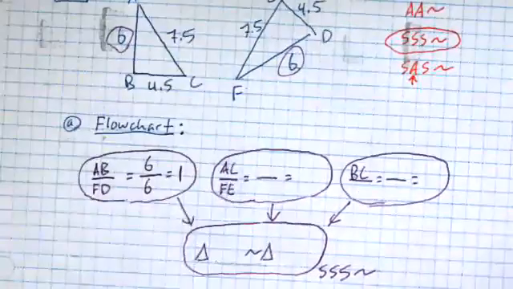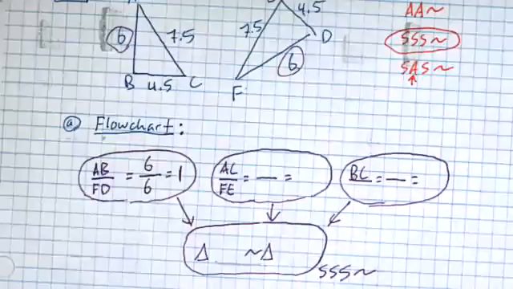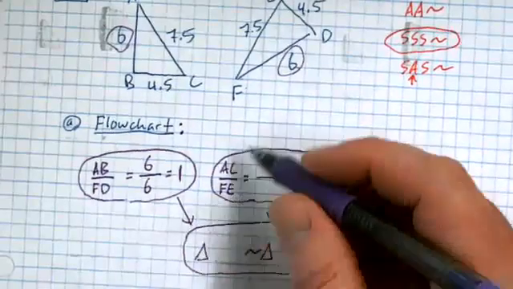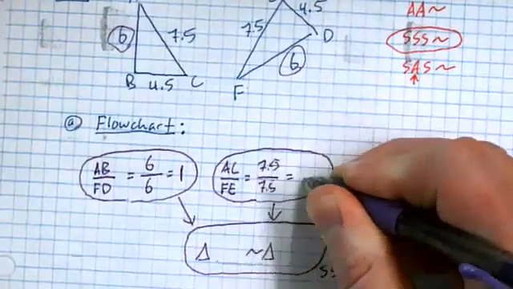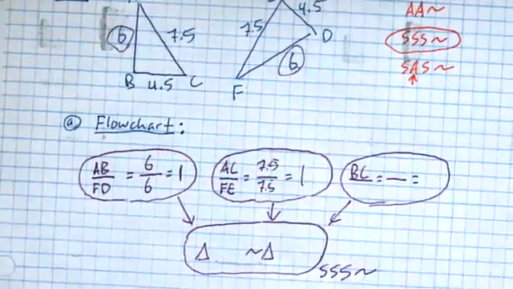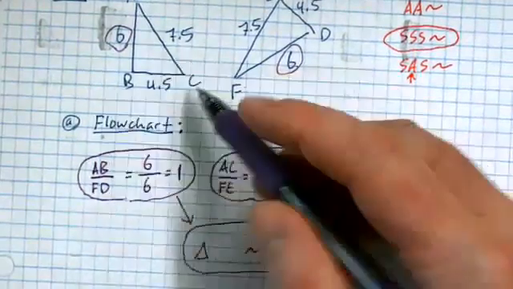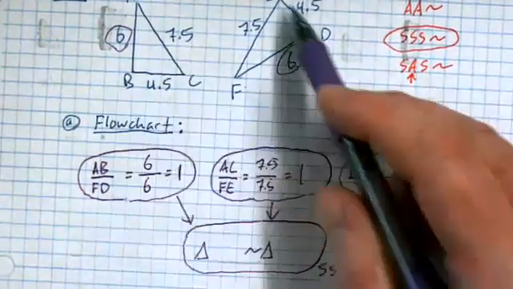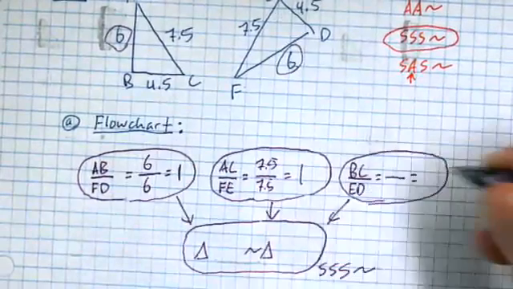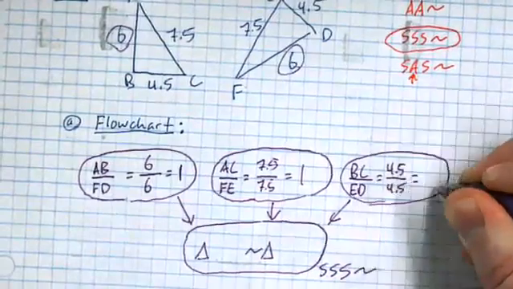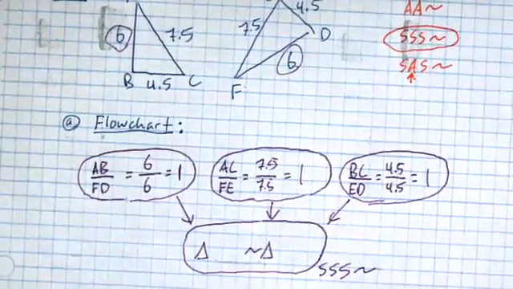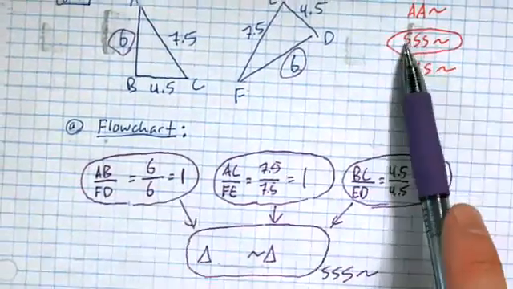When we're talking sides, it doesn't matter what order we go in. The one where order matters is with angles. All right, AC and FE were both 7.5, and that was equal to 1. And then we got BC matched up with ED or DE, your choice. Those are both 4.5, and that was equal to 1. So this is what it looks like when we make a bubble for a side piece of evidence.